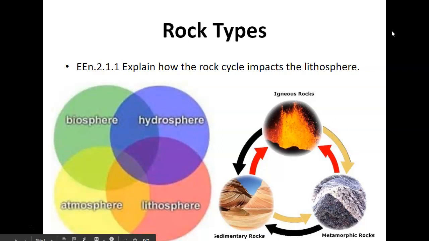All right, welcome back, you guys. Today we are entering into Unit 3, the rock types. We've already talked about plate tectonics and the way the Earth moves. So today we're going to be talking about rock types and explaining how the rock cycle impacts the lithosphere.